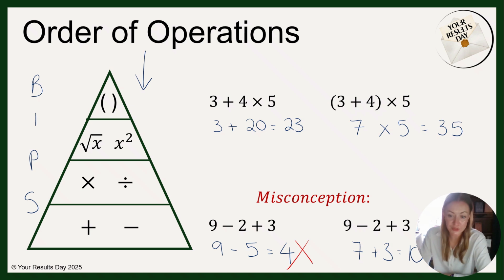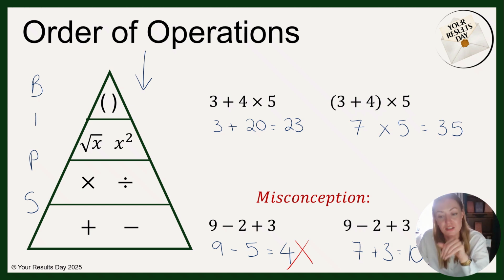If you've just got multiplication and division, we're just going to go from left to right, because we're not actually subtracting. If you look at the case on the left, we're not subtracting 5. We're only subtracting 2. So you don't want to misinterpret a question.